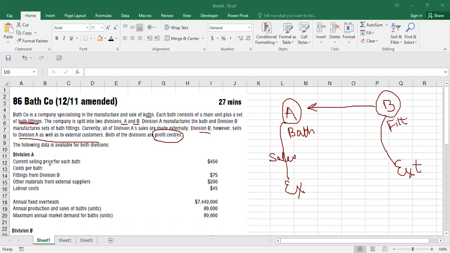Division A's current selling price for each bath is 450. So they are selling it for 450. And the cost per bath fittings from Division B is 75. So they are buying fittings at $75. Okay, so that's clear.